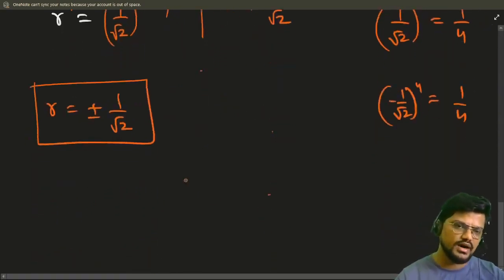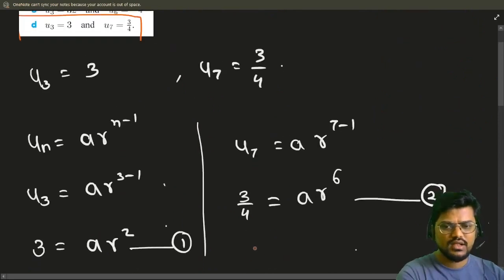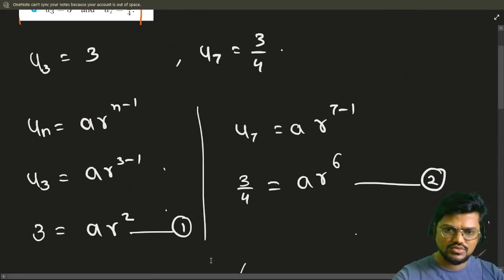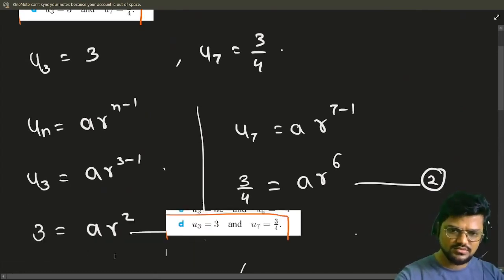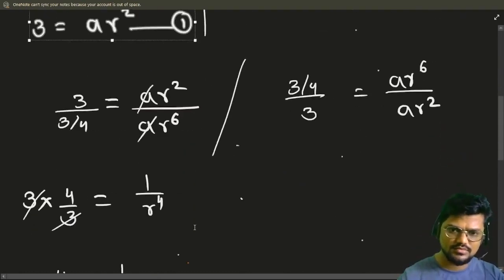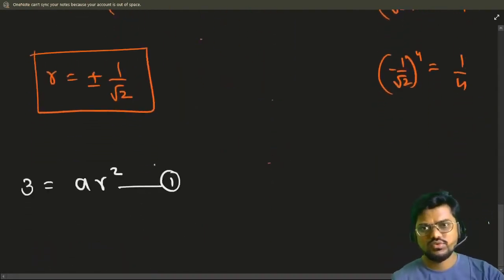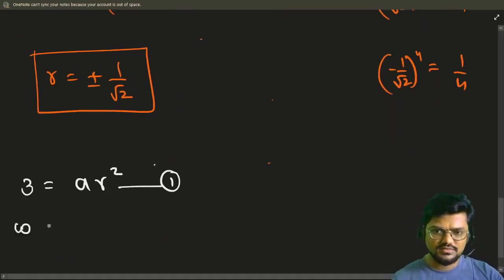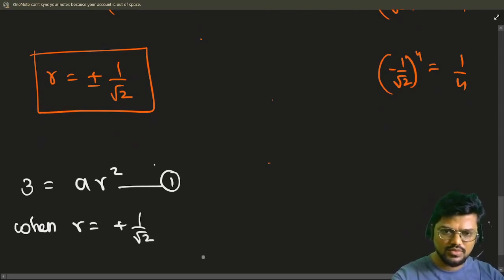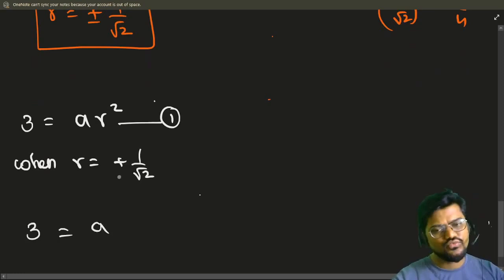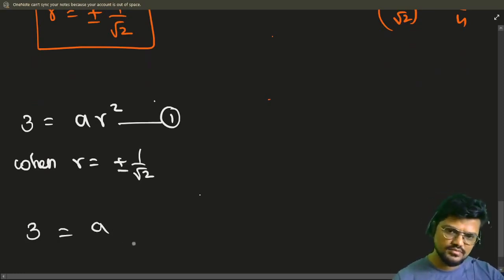Now once you get the value of r, you can also find the value of a. Let's put it in any equation. Okay, so I'll put it in this equation. Yeah, so I will write, when r equals plus 1 upon root 2, your 3 is equal to a into, oh fine, plus minus both will work out, plus minus 1 upon root 2 whole square.